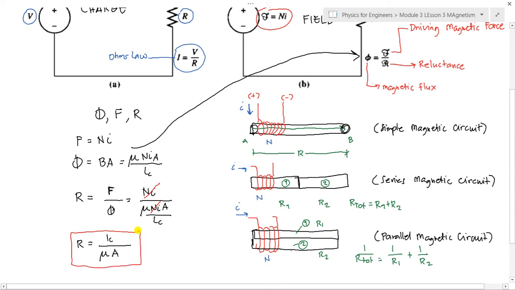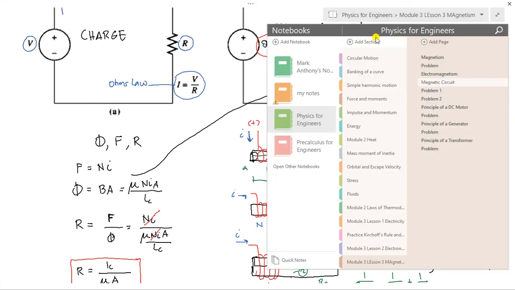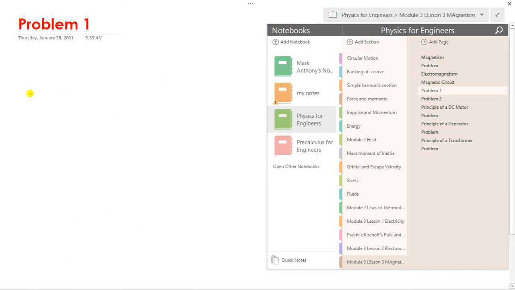Class, no questions about this so far? Okay, so let's proceed to the sample problems. So let's say we have problem 1.